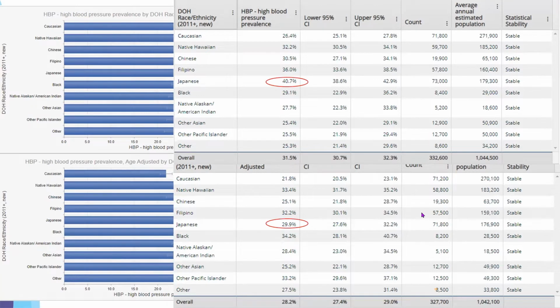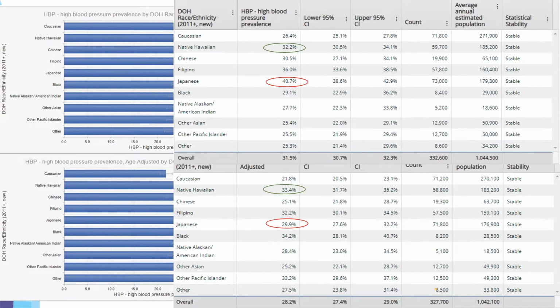So let's take a quick look, and we see among Japanese in the crude rate, 40.7% of people who identify as Japanese report having been diagnosed with high blood pressure. But if you look at the age adjusted, so if the Japanese population looked like the standard population, that would be 29.9%. So it would go down. In our Native Hawaiian population, 32.3% of adults surveyed said that they had been diagnosed with high blood pressure.